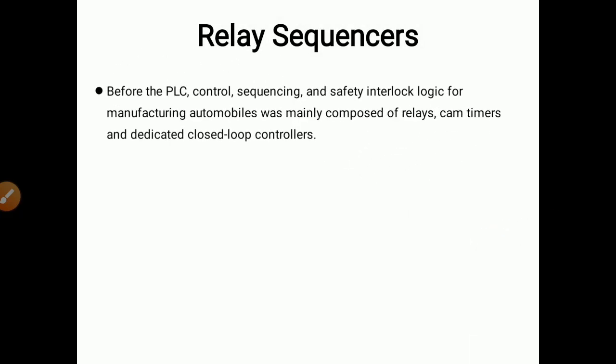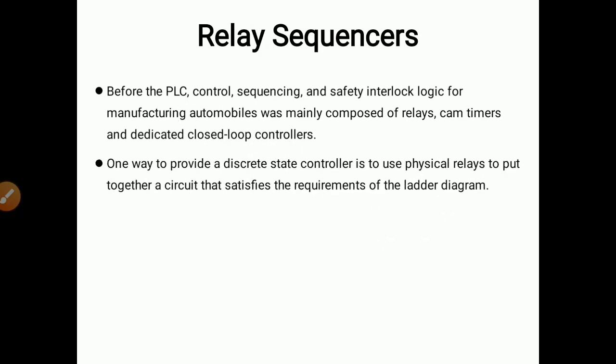So now we'll see relay sequencers. Before the invention of PLC, control, sequencing and safety for manufacturing automobiles was done with the help of interlock logic, and was mainly composed of relays, cam timers and dedicated closed loop controls. Before the invention of PLC, what was used? Relays, cam timers and dedicated closed loop controllers were used for controlling all the processes.